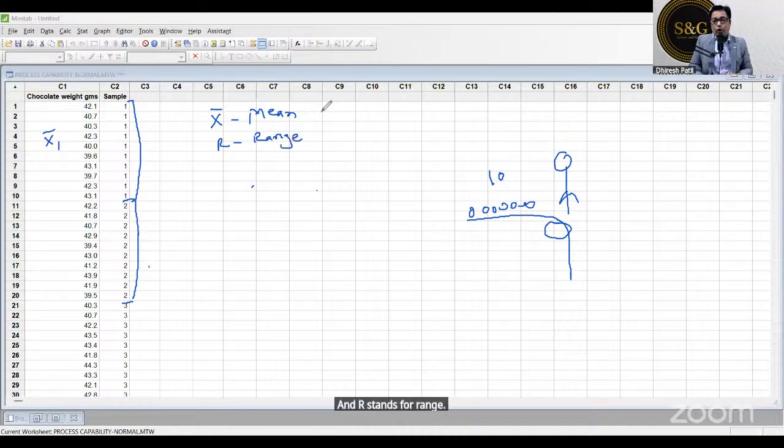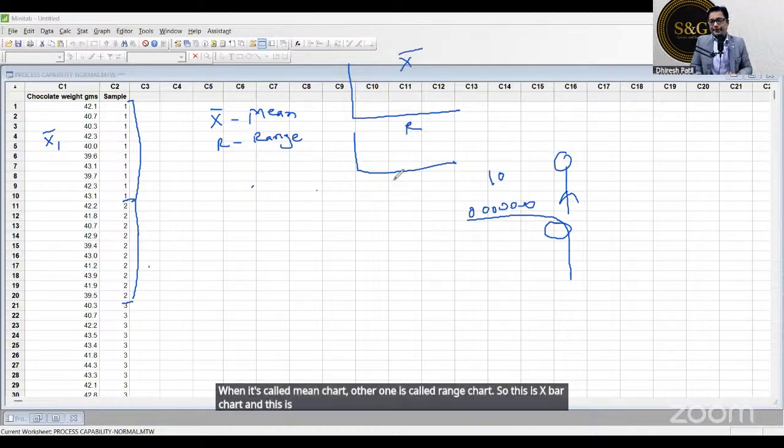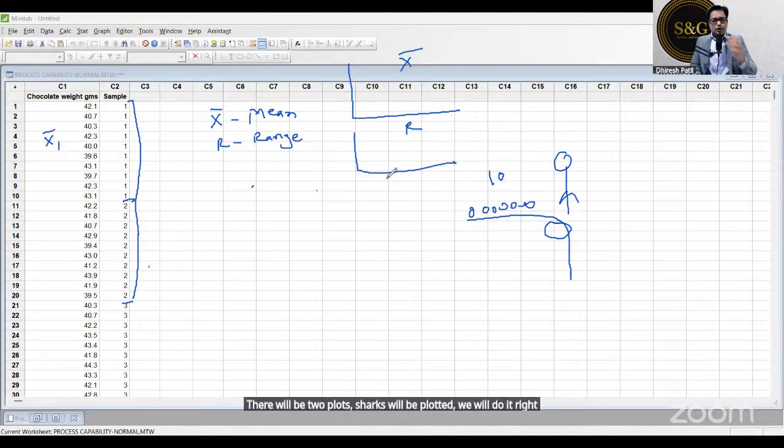So here we are plotting two graphs. One is called the mean chart, the other one is called the range chart. So this is the X bar chart and this is the R chart. There will be two charts plotted. We will do it right now, right away, so that you will appreciate this.